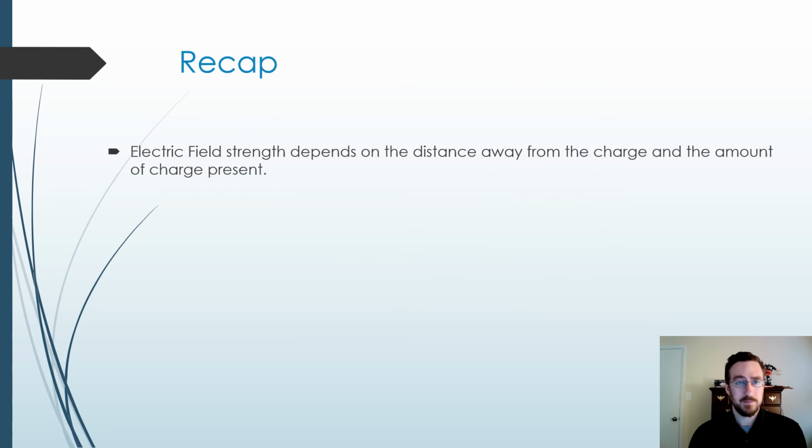So remember, electric field strength depends on the distance away from the charge and the amount of charge present. We'll apply this next class.